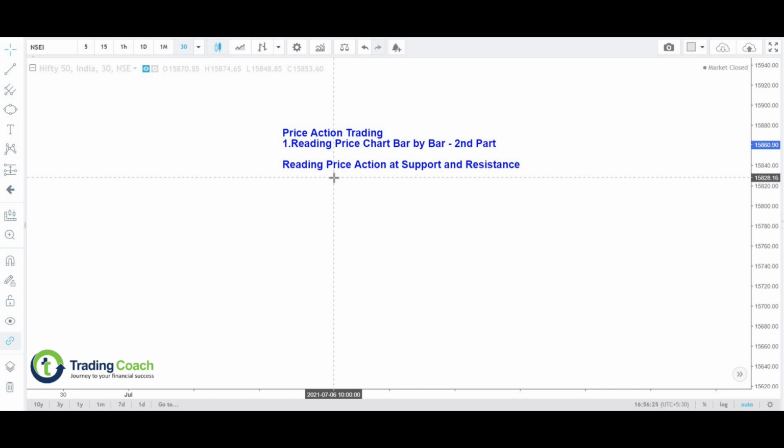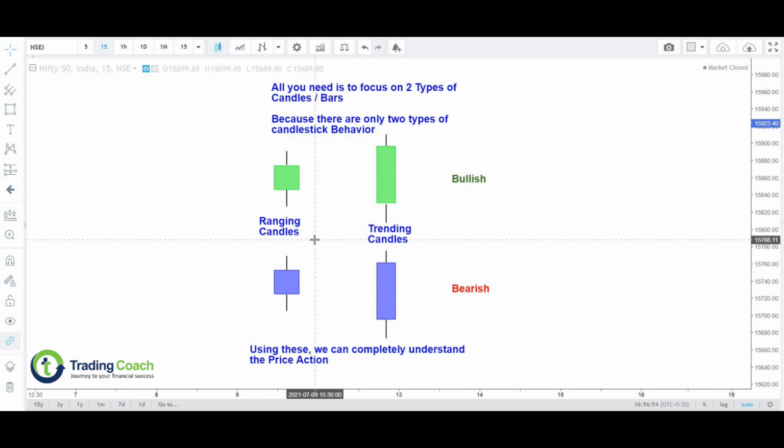So without wasting any further time, let us get started. In the last part, we discussed ranging candles and trending candles, and we understood that in order to understand the price action, only these two types of candlesticks you need to learn. Only these two types of candlestick behavior are actually there in the market. All right. So now let us see how this actually works in action.